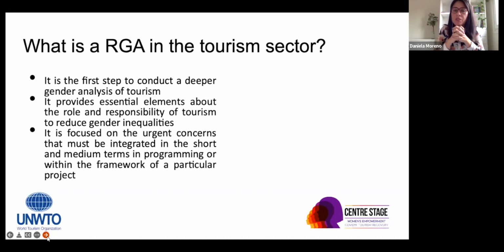So a rapid gender assessment in the tourist sector provides essential elements about the role and responsibility of tourism to reduce gender inequalities. This is a rapid gender assessment. So for that reason, you have to identify what are the essential elements that I want to include. What are the essential elements that I want to support through my rapid gender assessments?